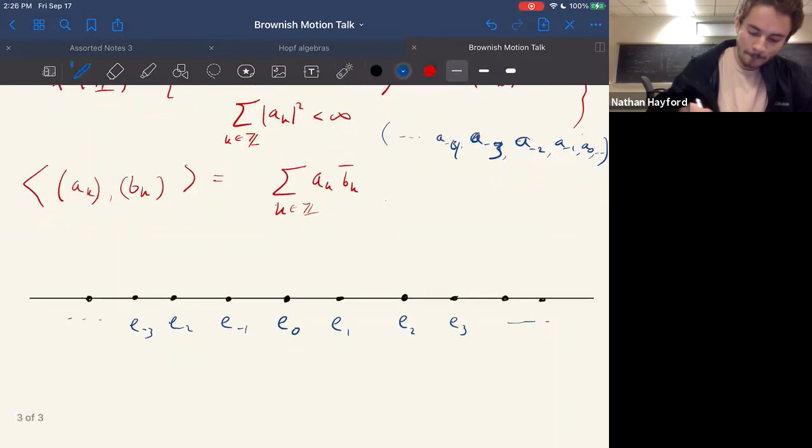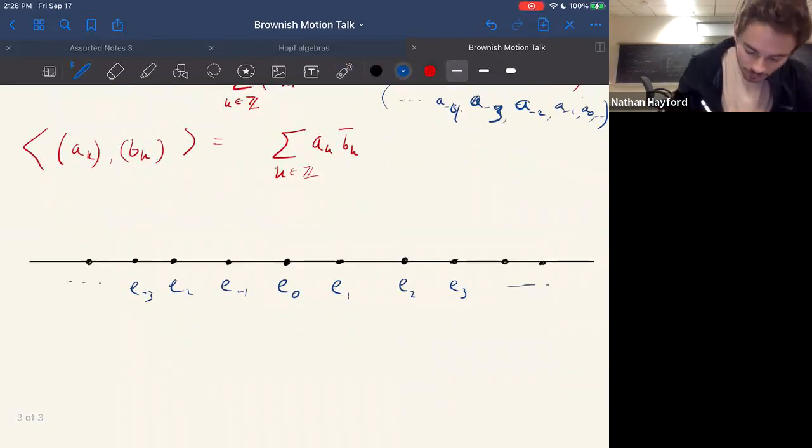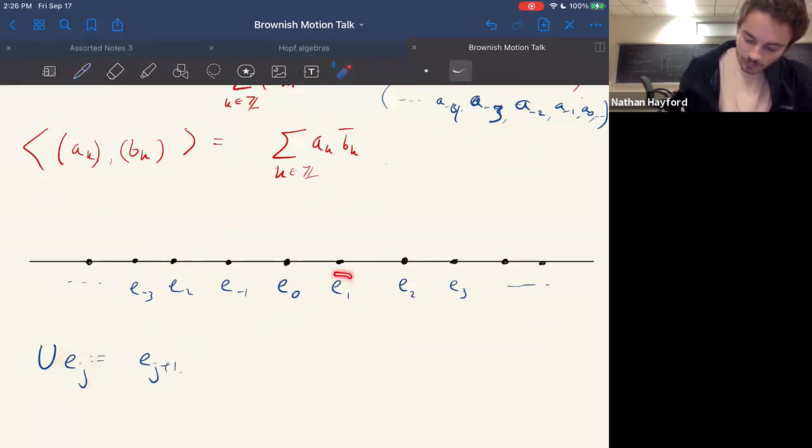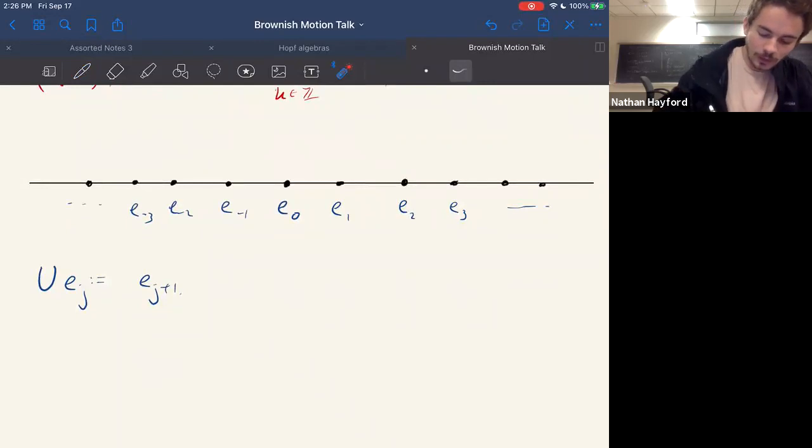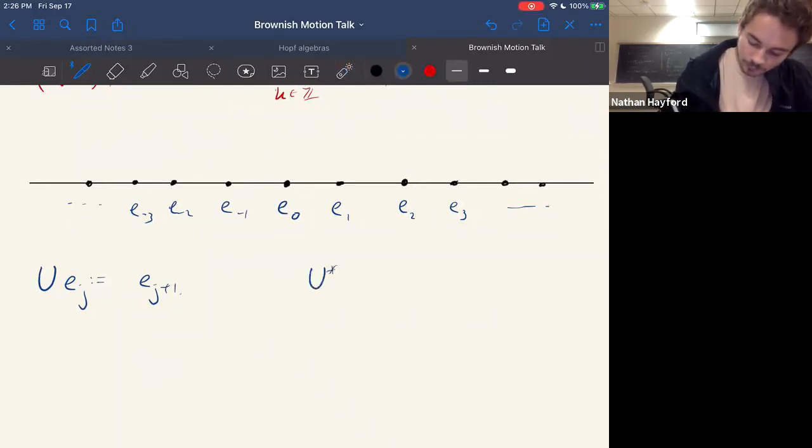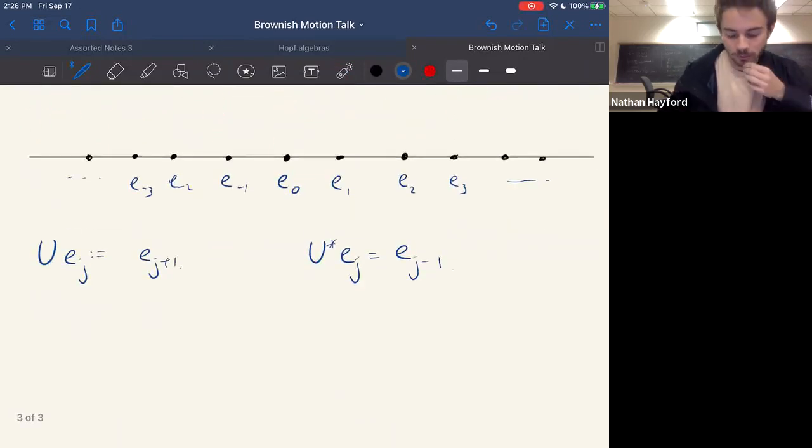On this Hilbert space, I'm going to define an operator in an obvious way. I'm going to define the right translation operator, which I'll call U, which on the basis element EJ is defined to be EJ plus 1. So it takes the basis vector EJ, like this one, and sends it to EJ plus 1. So it's a nice, well-defined operator on Hilbert space. And I can even define its adjoint, which sends EJ to EJ minus 1. You can check using the definition of the inner product, or you can just take my word for it, that the adjoint of the right shift operator is the left shift operator.